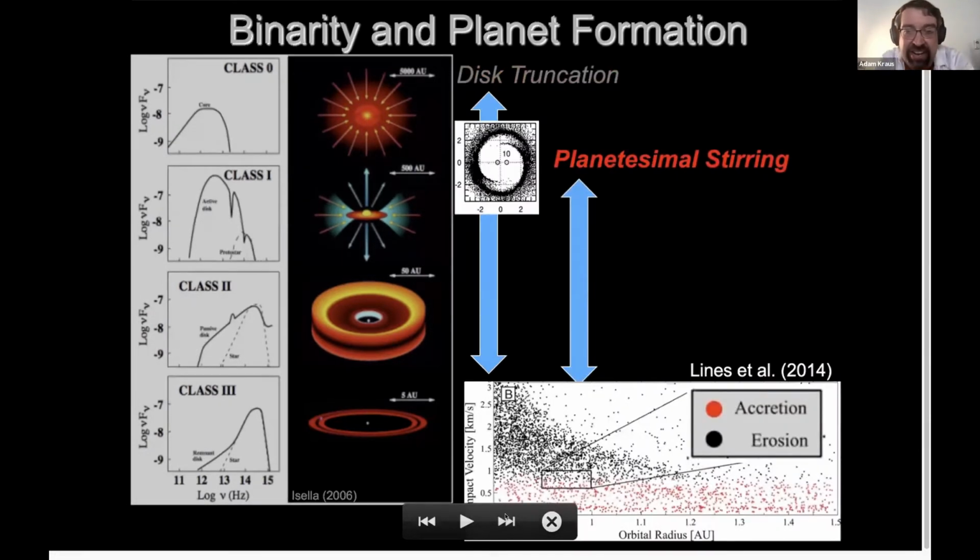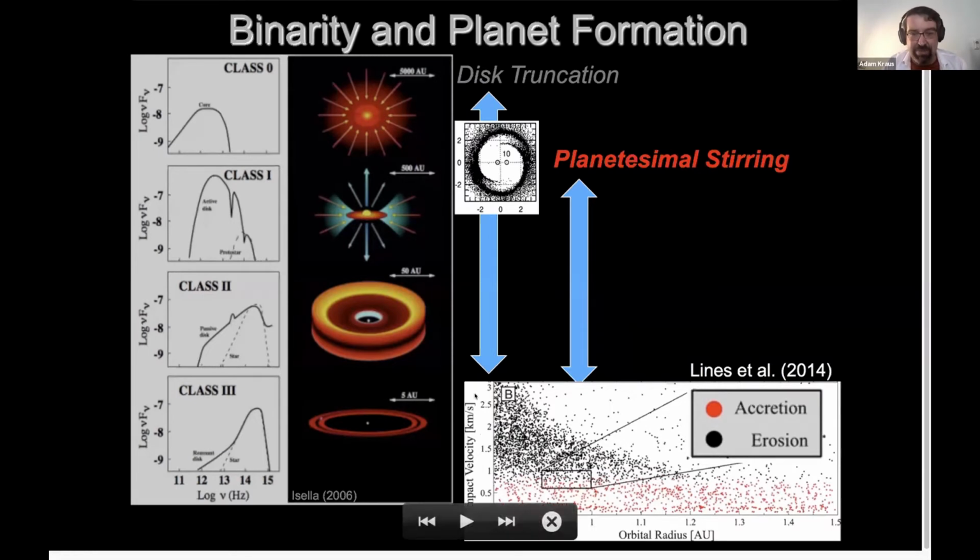After the disk is truncated, even in the parts where the disk continues to exist, you have planetesimal stirring. And so the tides of the binary will interact with the small bodies that are presumably colliding and we think growing into planets. And in a single star case, these collisions tend to be fairly gradual and calm. And so it's easy for a collision to occur where 2 small bodies collide, stick, and form something bigger. But if you have a binary system there, it'll be stirring up the orbits of these small bodies, making them eccentric, making them inclined, so that the collisional velocity is raised.